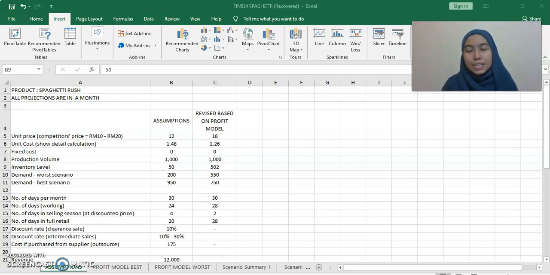FIN534, which is scenario and sensitivity analysis that I need to do to run a business, which I choose Spaghetti Rush. And this is my assumption before I start my business.